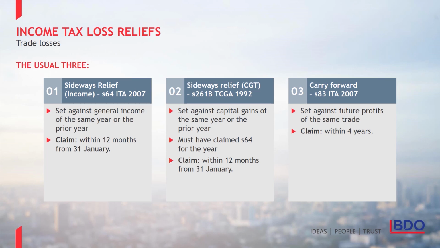One additional note on this slide, in 2008-9 and 2009-10, there was a temporary extension of the sideways reliefs to allow an offset of losses against trading income only for the 3 preceding tax years. It will be no surprise if similar measures are introduced at some point for the current year.